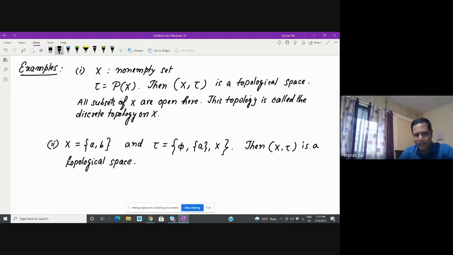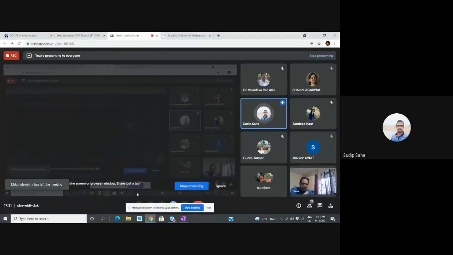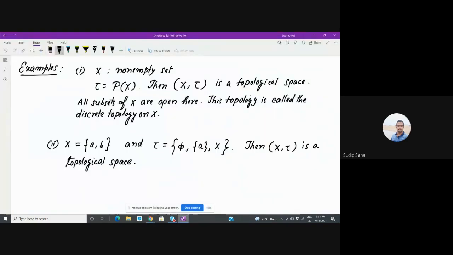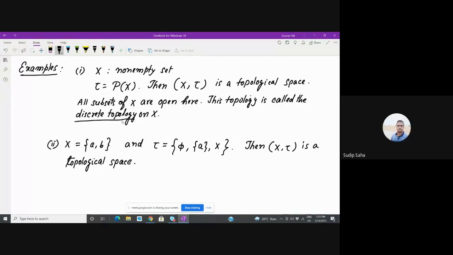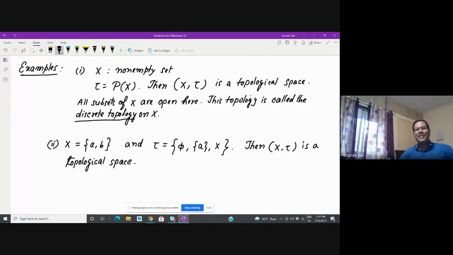Sir, I have a question. Yes, please. Sir, you mentioned the discrete topology. I want to know if there is some significance behind that kind of nomenclature. You mean what is the importance of this topology? No, why is it named discrete? Okay, why is it called discrete?